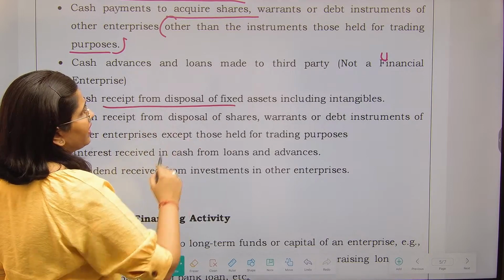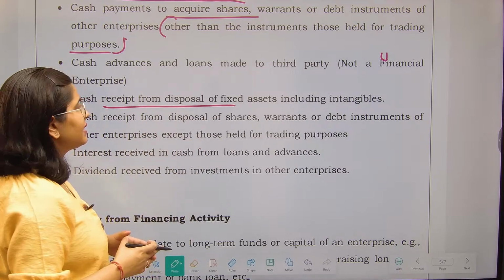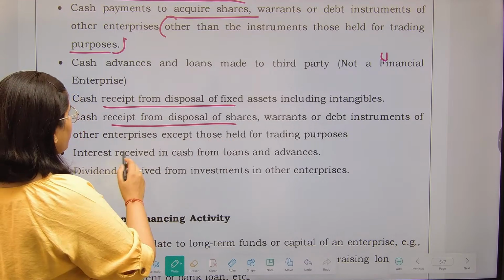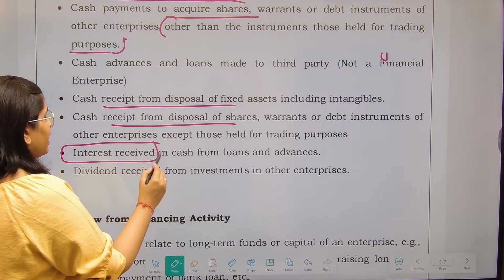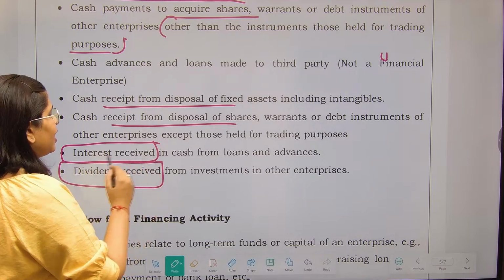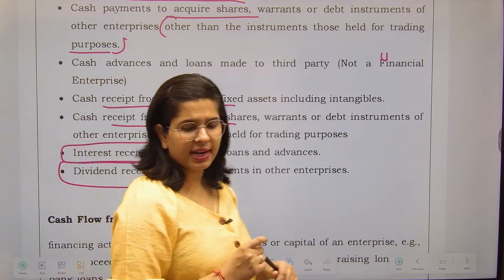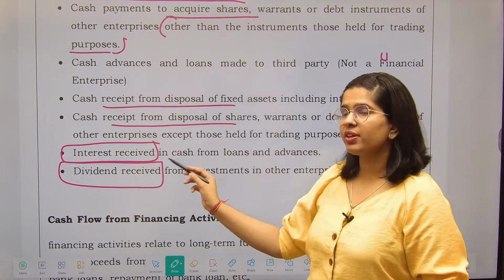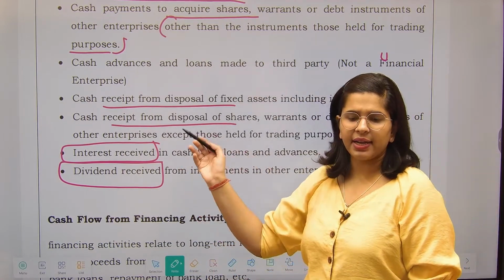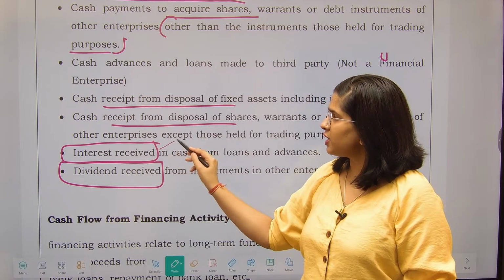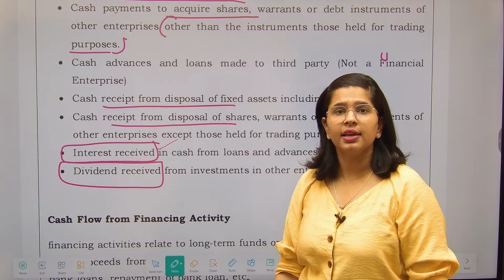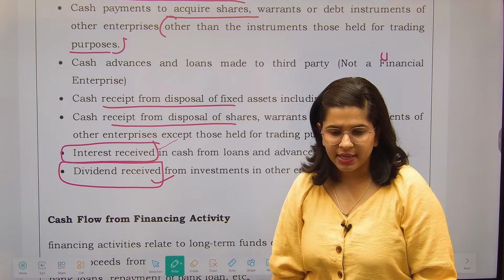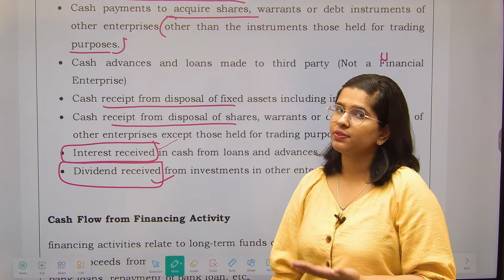If you are selling any fixed asset, that will be classified as an investing activity. From disposal of shares, if you are receiving any amount, interest received, dividend received. See, obviously, if I have invested in debentures, then I will get interest. If I have given loan to someone, I will get interest, right? So such things, they are classified as an investing activity. Obviously, if you have invested in shares, you are going to receive dividend.